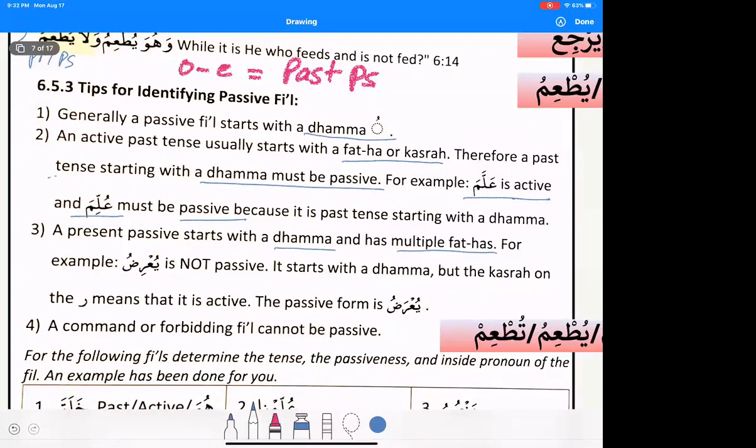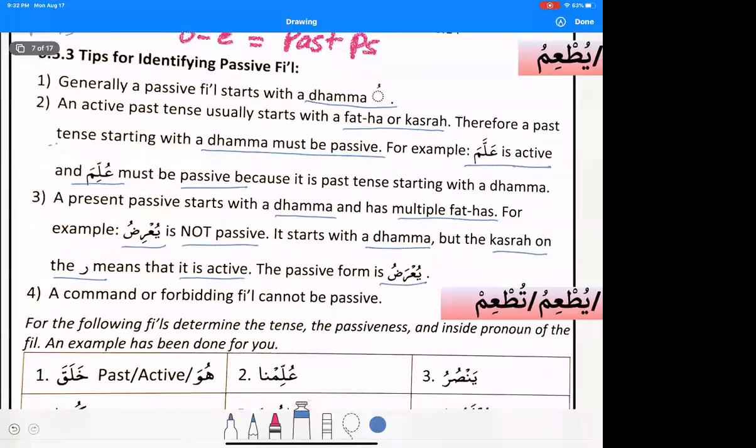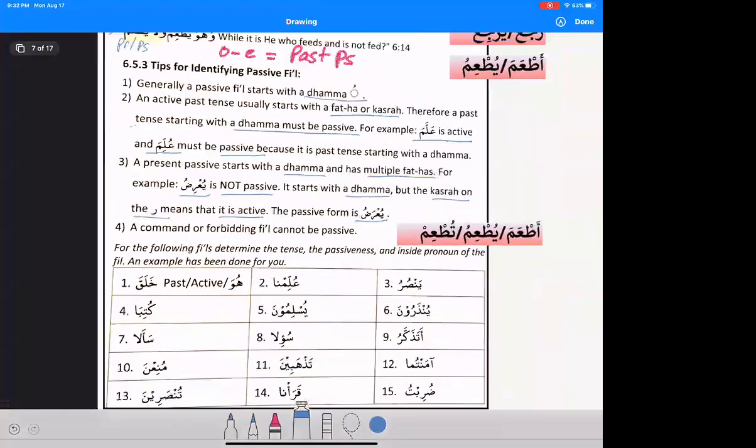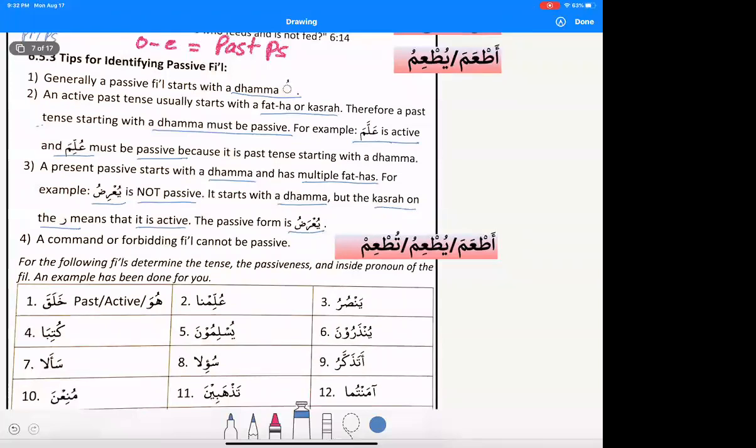For example, yu'ridu is not passive. It starts with dhamma, but the kasra on the ra means that it is active. The passive form would be yu'radu. Same example we saw over here, yut'imu and yut'amu. And then commanding and forbidding. Commanding or forbidding fail cannot be passive.